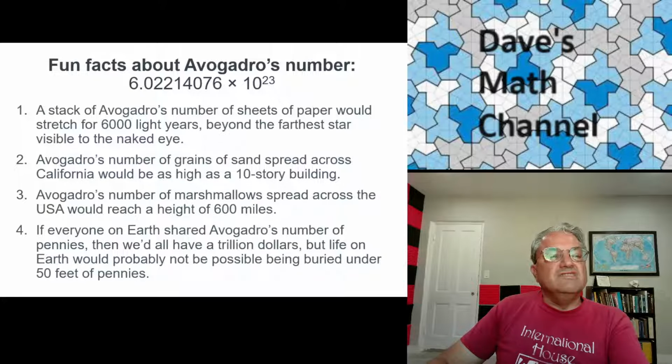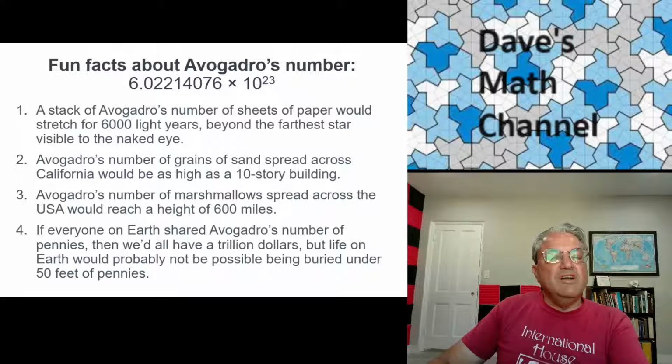The first fact: a stack of Avogadro's number of sheets of paper would stretch for about 6,000 light years, which is beyond the farthest star visible to the naked eye. And then Avogadro's number of grains of sand, if you spread them all across California, would be as high as a 10-story building. And if you spread Avogadro's number of marshmallows across the United States, it would reach a height of 600 miles.